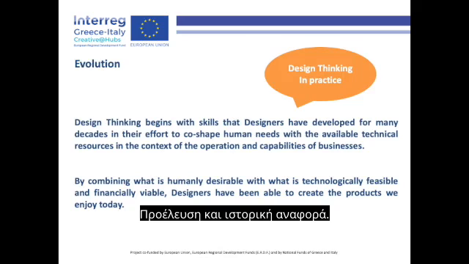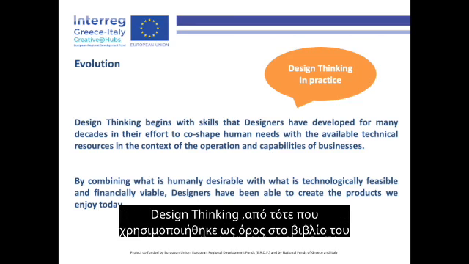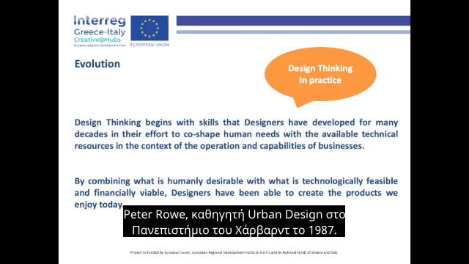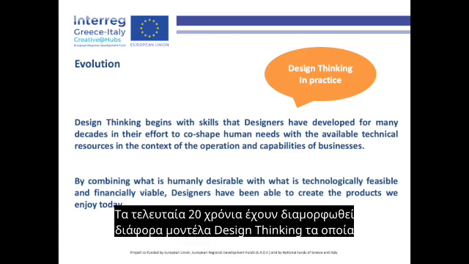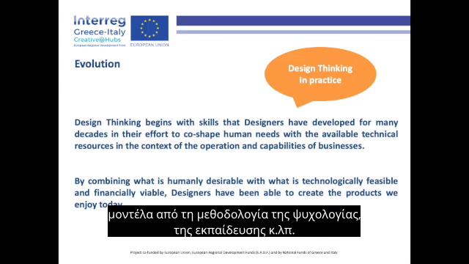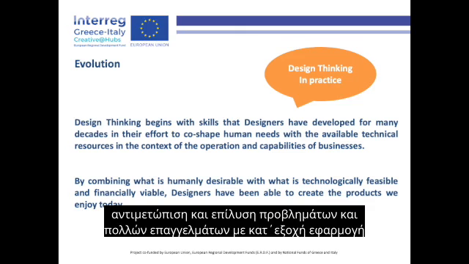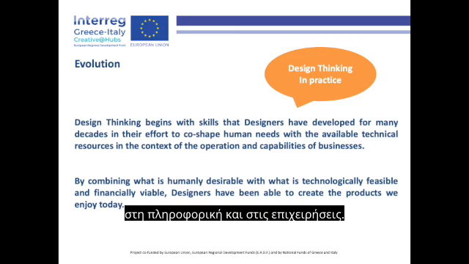Origin and historical reference. Design thinking has been part of the collective consciousness of design researchers since it was used as a term in the book by Peter Rowe, professor of urban design at Harvard University in 1987. In the last 20 years, various models have been formed in design thinking, which are based on different approaches and perspectives of design thinking, applying theories and models from the methodology of psychology, education, etc. Nowadays, design thinking has emerged as a new approach to dealing with and solving problems in many professions, with a predominant application in IT and business.